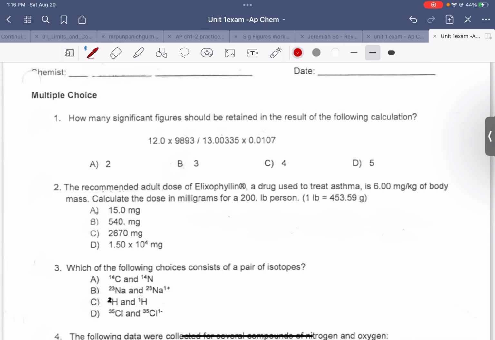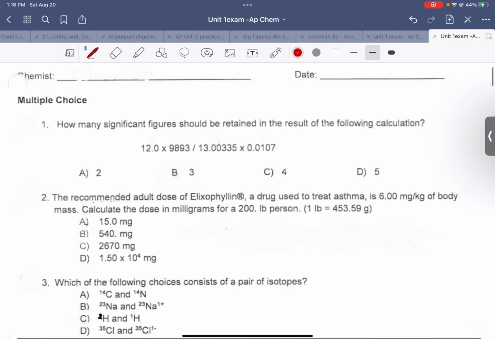Number 1. How many sig figures should be retained in the result of the following calculation? I have another video for sig figs, so if you're not familiar with sig figs, you can watch the other video. This one is 3 sig figs. This one is 4 sig figs. And this one is 1, 2, 3, 4, 5, 6, 7 sig figs. The leading zeros don't count, only this one. So you have 3 sig figs. You should be able to tell how many sig figs each one has.